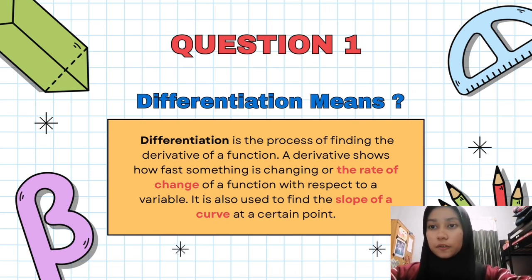First one, what is the meaning of differentiation? Differentiation is the process of finding the derivative of the function. The derivative shows how fast something is changing, or the rate of change of a function with respect to a variable. At a certain point, we also use the derivative of the function to find the slope of the graph.